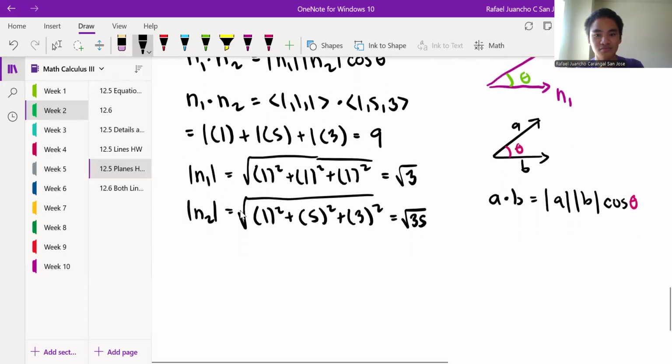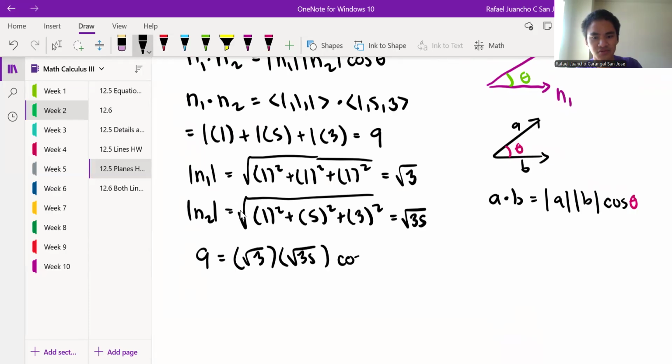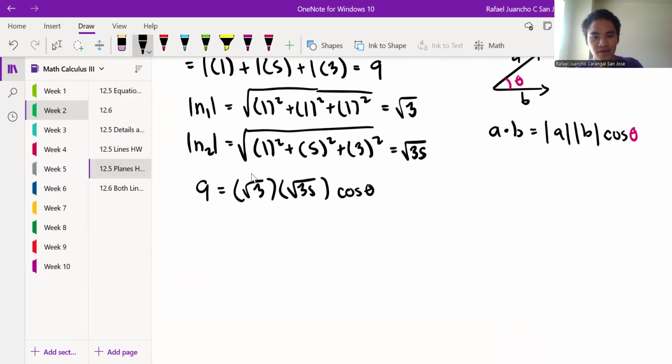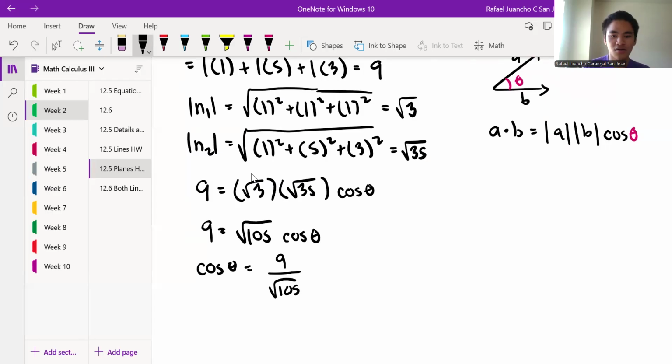And now we can plug that in. So we have 9 equals square root of 3 times square root of 35 times cosine theta. And now we actually multiply those two. So we have 35 times 3, we get 105 cosine theta. So cosine theta is actually 9 over square root of 105, right?